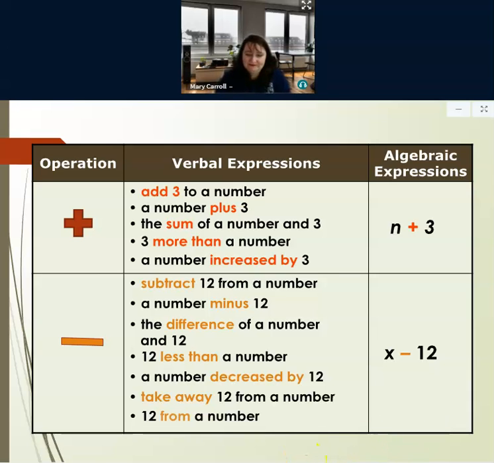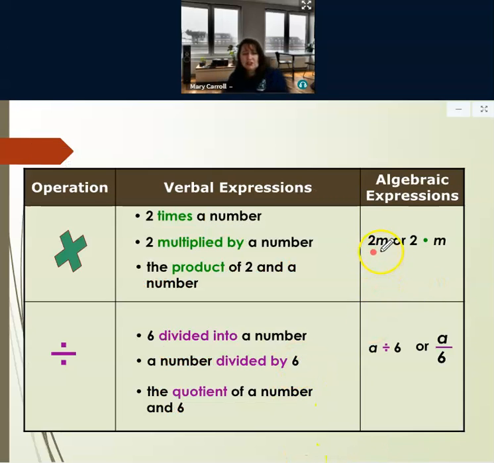Okay? Another thing we can look at is 2m or 2 times m. You have 2 times a number, 2 multiplied by a number, the product of 2 and a number. You could have put double m or twice m. Those two also would work for 2.